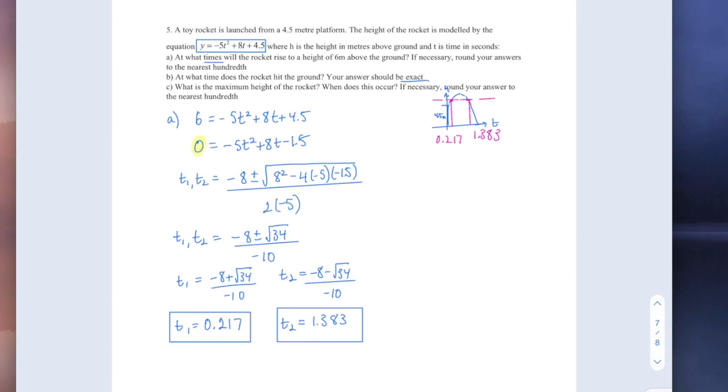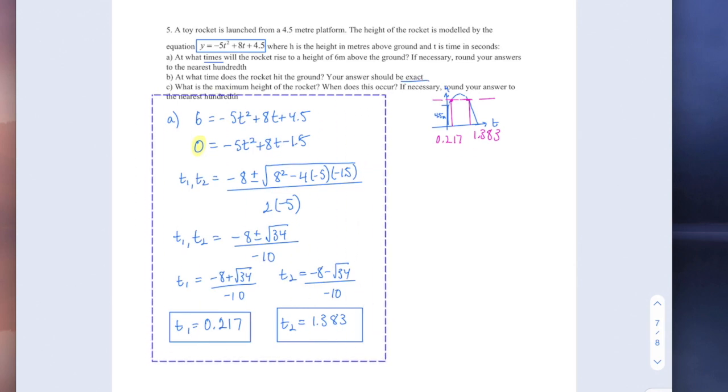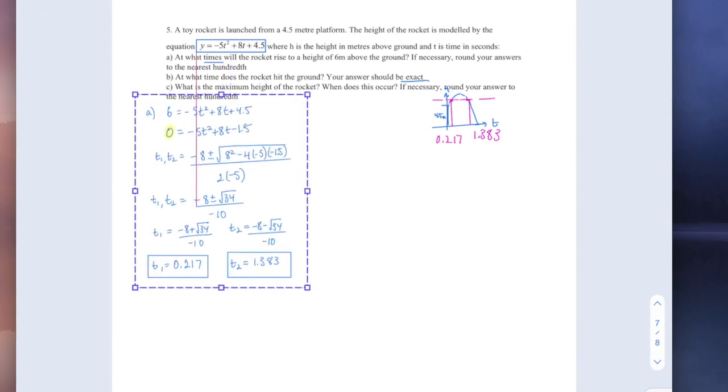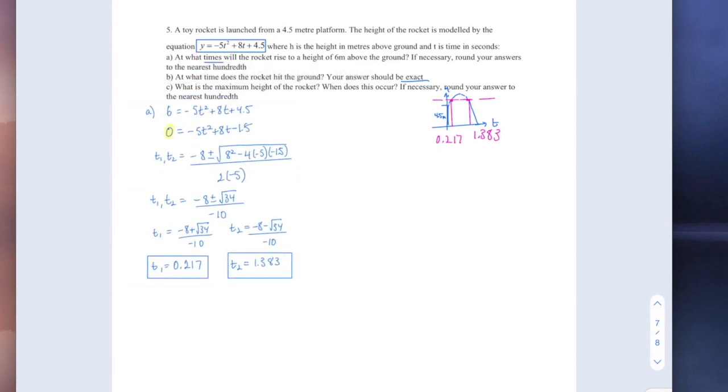I get a lot of questions about what that means. Well, in part A, I rounded to 3 decimal places. In part B, I'm not going to round at all. So let's see what that looks like. If I want to know where it hits the ground, that's when height is 0. So again, I'm going to use the quadratic formula to answer my question.